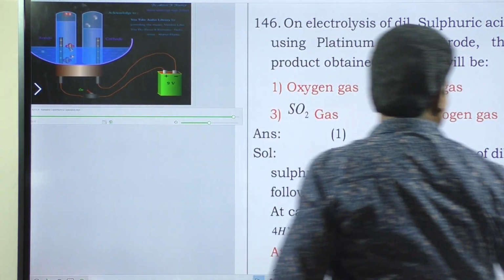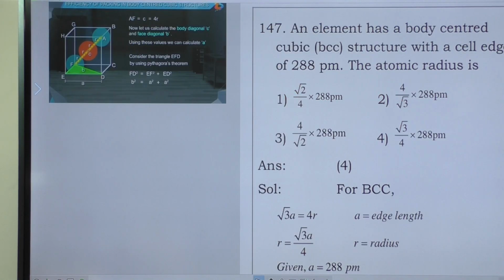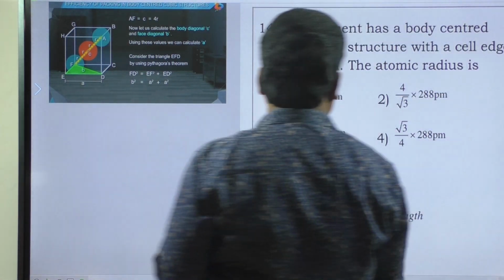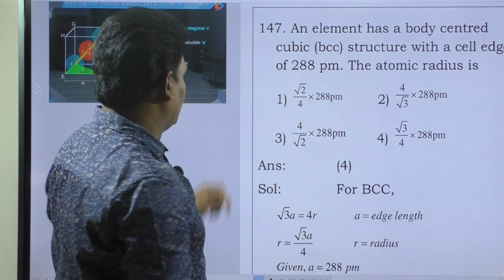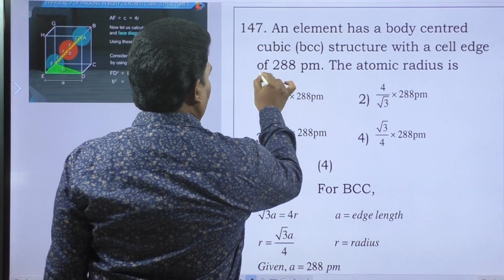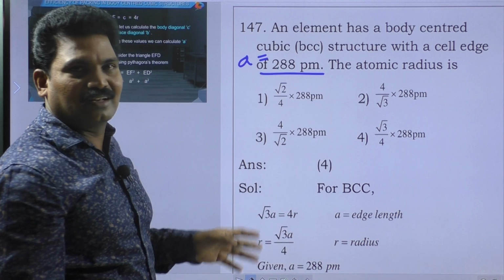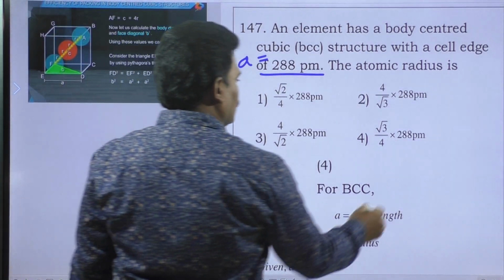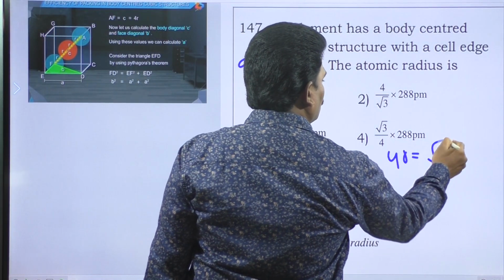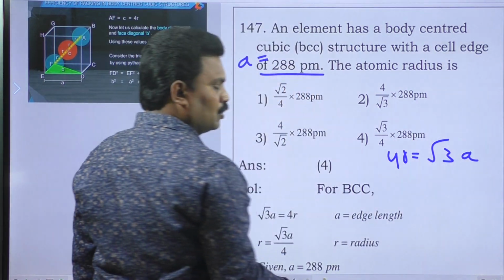Next one, 147. An element has body centered cubic BCC structure, edge length A is 288 picometers. Now we calculate the atomic radius. For BCC, 4R is equal to root 3 A.